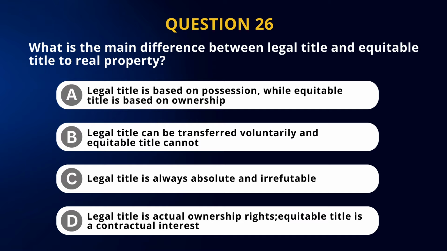Question number 26. What is the main difference between legal title and equitable title to real property? Letter A. Legal title is based on possession, while equitable title is based on ownership. Letter B. Legal title can be transferred voluntarily and equitable title cannot. Letter C. Legal title is always absolute and irrefutable. Letter D. Legal title is actual ownership rights. Equitable title is contractual interest.